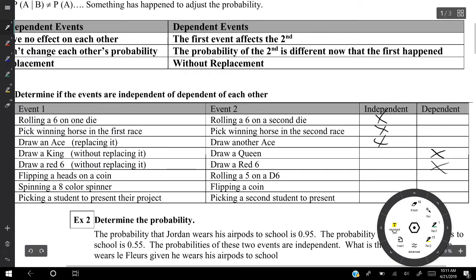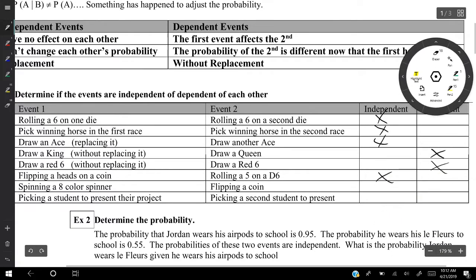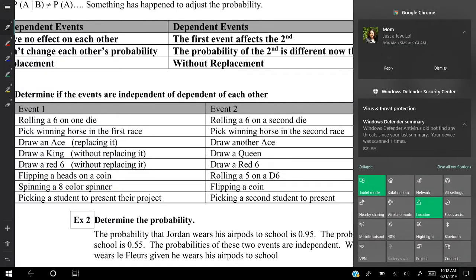So both of those: flipping heads on a coin, rolling a 5 on a die. I really hope you're saying independent there. They have nothing to do with one another. Spinning an 8. What the?